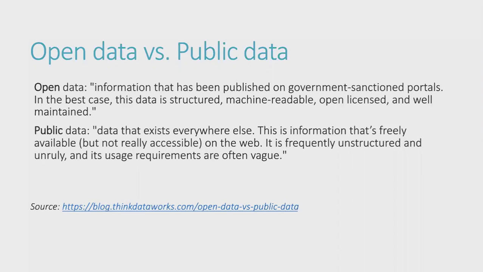Public data is data that exists everywhere else. This is information that's freely available, but not really accessible on the web. It is frequently unstructured and unruly, and its usage requirements are often vague. And we're choosing to cover public data, not just open data, in this webinar because it is so much more ubiquitous. So often data you'll come across in your searches on the web is public, not necessarily open by these definitions.